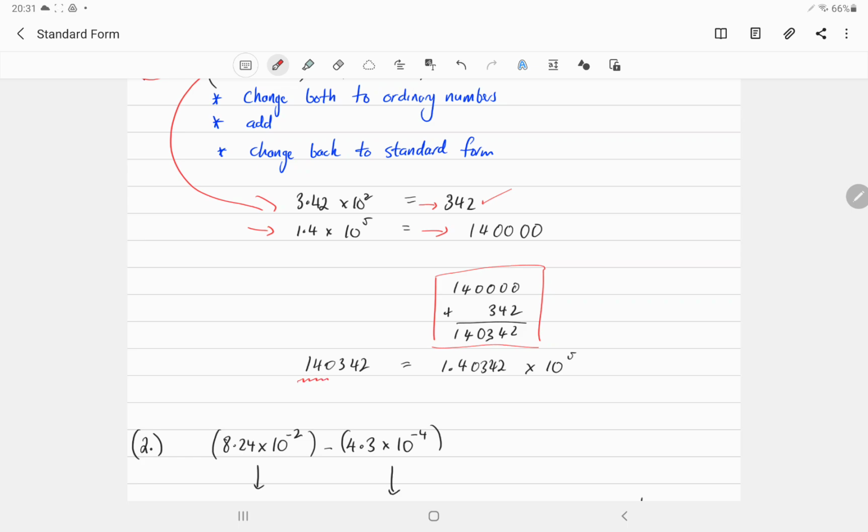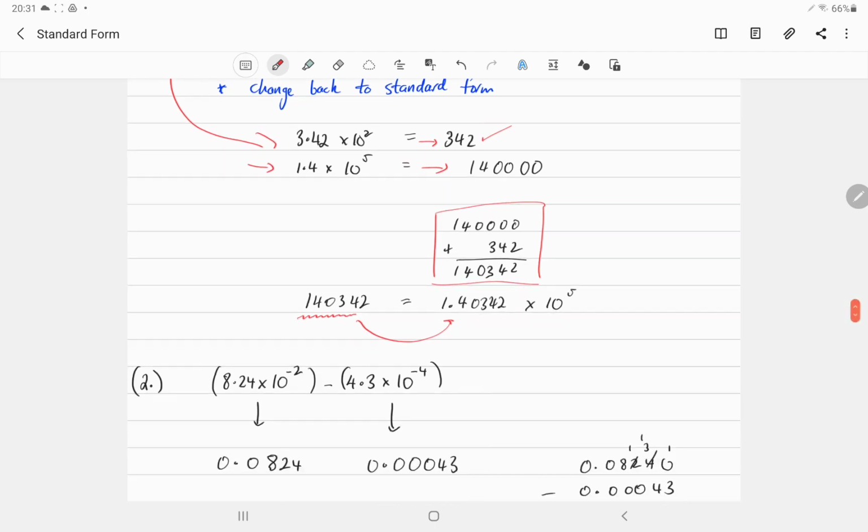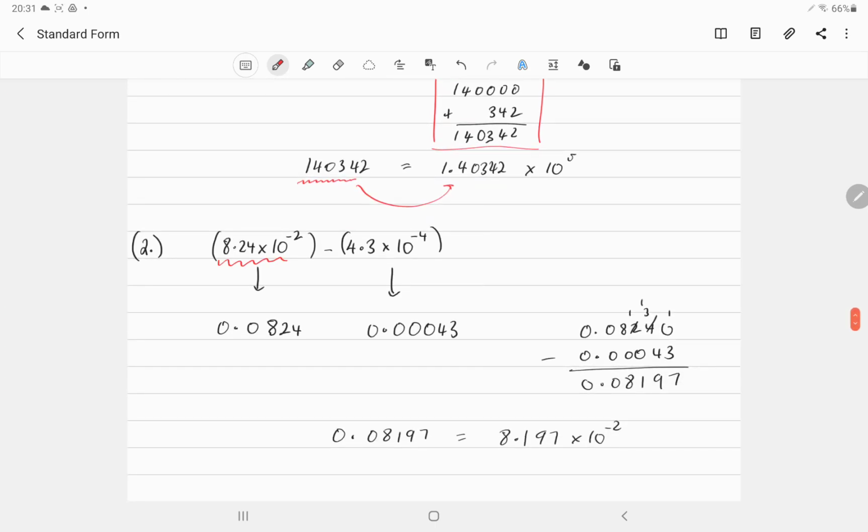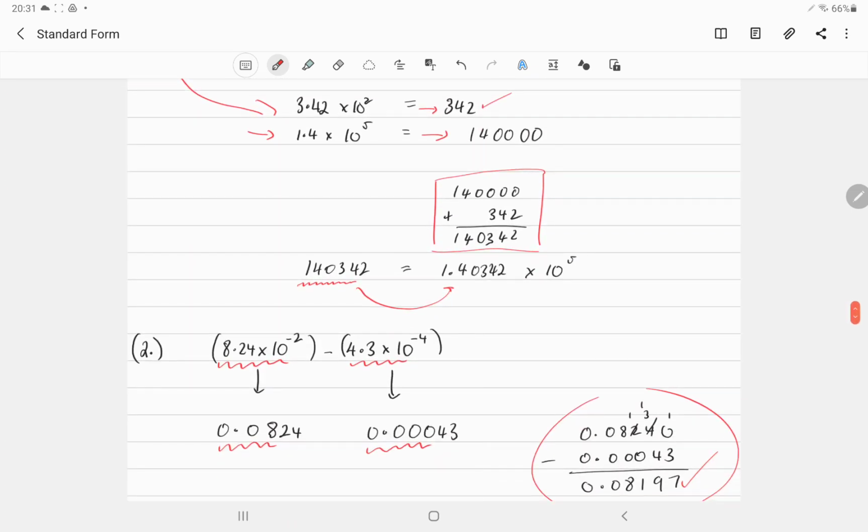You'll get an ordinary number as an answer, but more often than not you'll be asked to give your answer as standard form, so you'll have to have your method to put it back into standard form. Same for subtraction. These are two standard form numbers and we're subtracting one from the other, so change them into ordinary numbers and then do your subtraction. Once again, I'm not going to go over how to do column subtraction and borrowing from other numbers. You should get an ordinary number as an answer, and then from yesterday's video you should be able to change it back into standard form. So that's addition and subtraction.